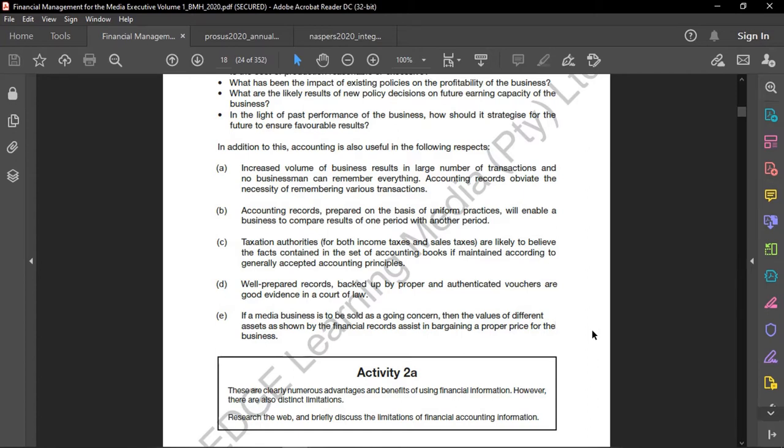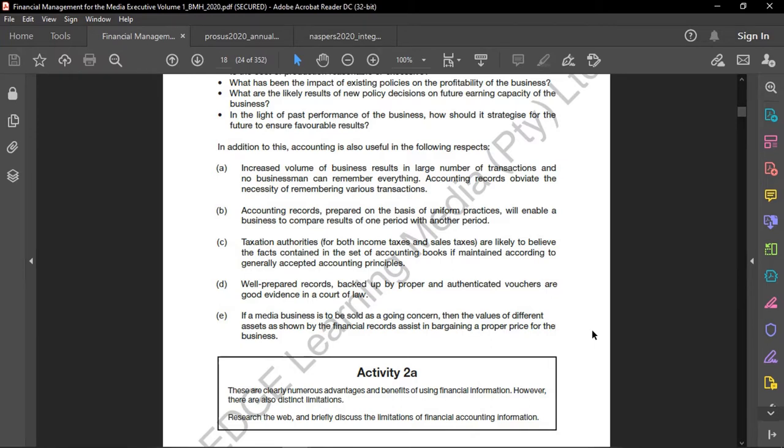The next point is looking at prepared on the basis of uniform practices. That's very important. All public companies on the JSE, irrespective of their size. So we've got Process, we've got NASPERS, and then we've got many others. Maybe you can think of some other companies. Maybe think of other media companies that you might want to work for at a later point in time. Are they public companies? Are they listed on the JSE, or are they private companies?